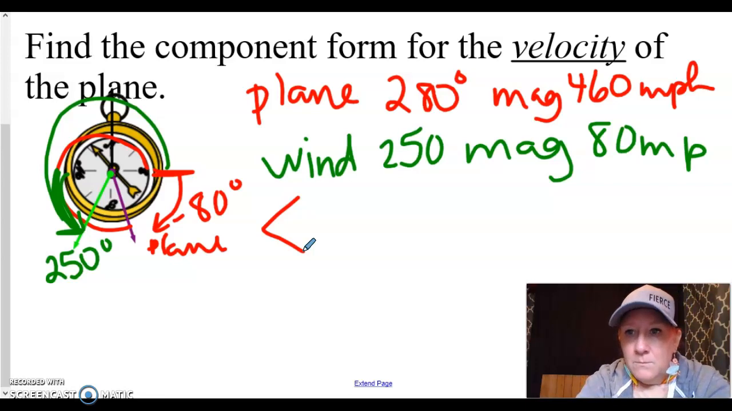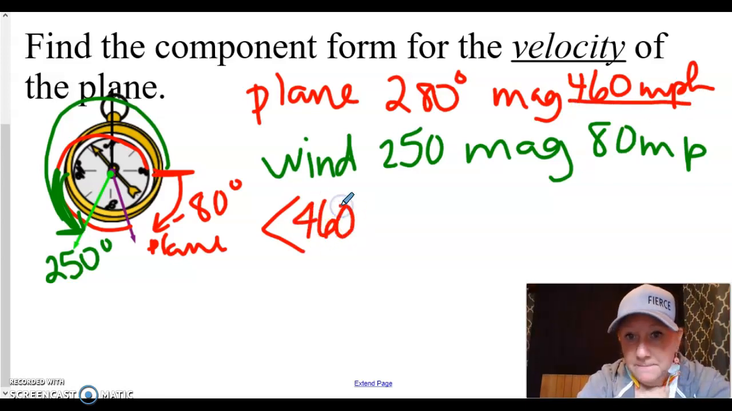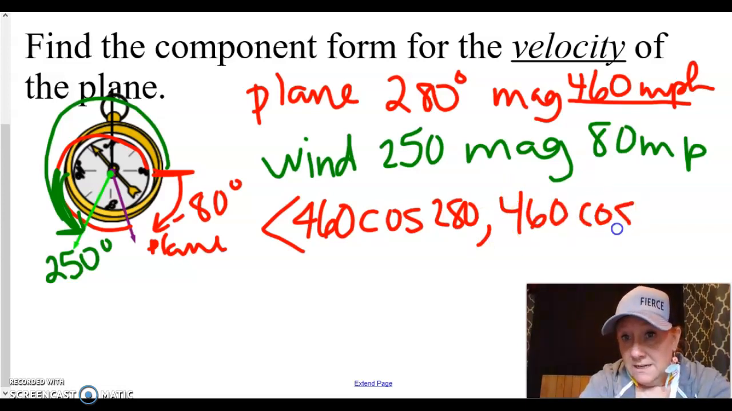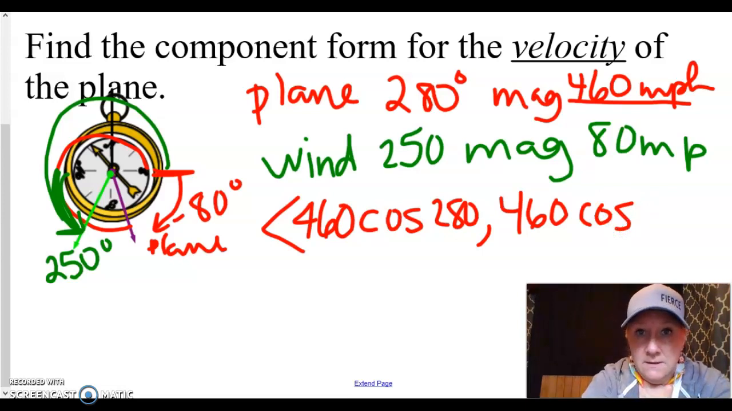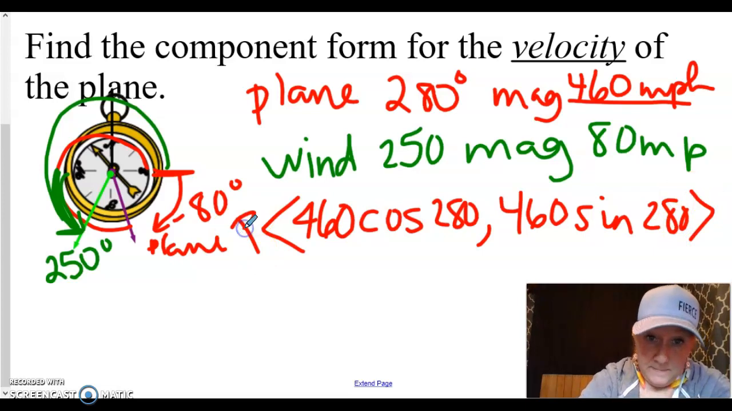Okay, so my magnitude is 460, so I go 460. X value is always the cosine of 280. Then I do 460 cosine of, no, not cosine, sine, because the y value is the sine of 280. Okay, that's the plane.